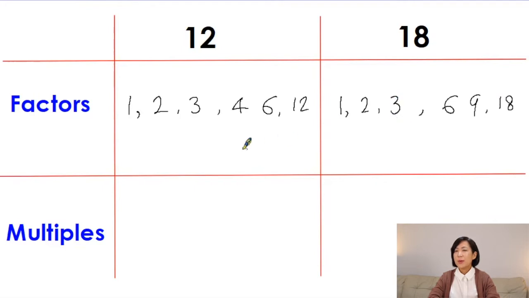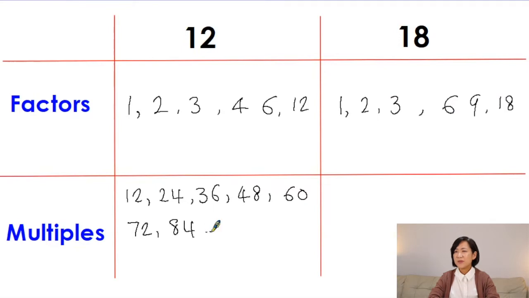Then let's talk about multiples as well. Let's see, the 12 times table. We've got 12, 24, 36, 48. Then we have 60, 72, 84. And now the multiples of 18, adding 18 each time: 18, 36. Then 54, 18 times 4 is 72. Then 90. It goes on forever. Now, as I said, we're looking for the common factors and common multiples.